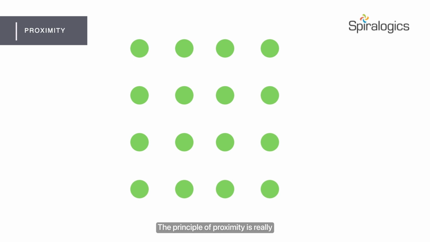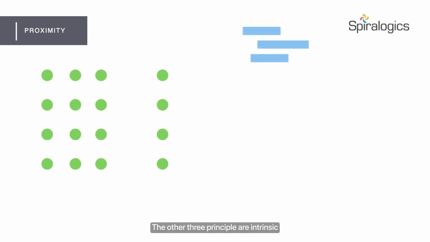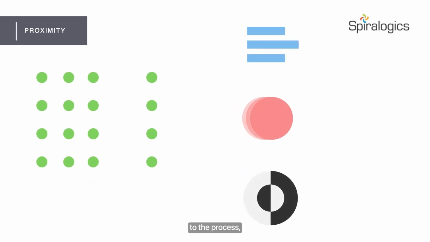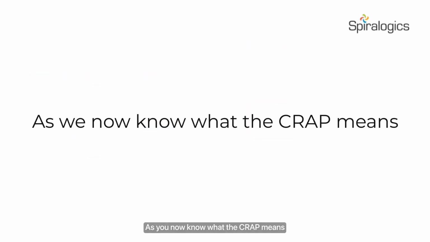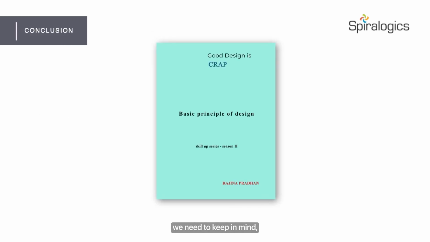The principle of proximity is rarely the only answer to a design task or a project. The other three principles are intrinsic to the process. You will usually find yourself using all four principles. Start with proximity and the other principles with appropriate spacing. As you now know what CRAP means and what are the things we need to keep in mind, let us take an example of a dull report and apply each of the four principles in turn.